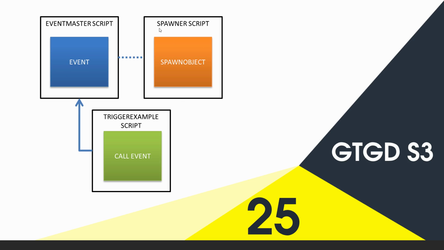So that way I can have as many spawner scripts in the scene as I like, and I don't care. I don't have to worry about trying to access each spawner script from the trigger. Previously I would have to go from the trigger and then access the spawner script, and I'd have to do that on each spawner to make them spawn. So now I don't have to worry about that. I just call the event and all of the spawners will do their stuff. So let's go ahead and do it.